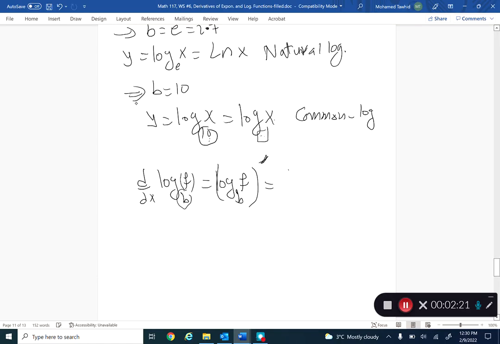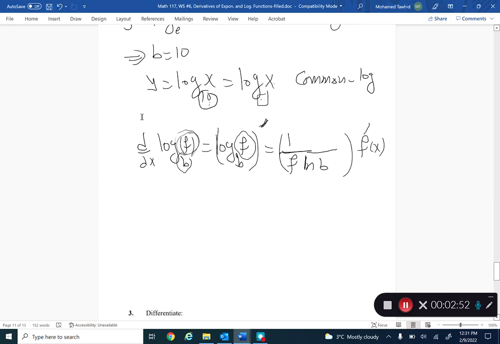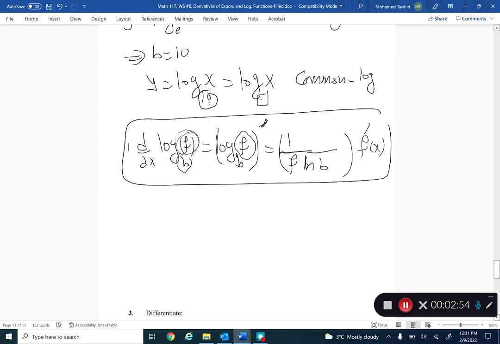It turns out the derivative is nothing but 1 over whatever is inside your log, which is f. Then I multiply that by ln b, your base, and the whole thing is multiplied by f prime of x, the derivative of whatever is inside your log. So you have 1 over f, again f is whatever is inside. That is the rule we should really know, the formula of log.